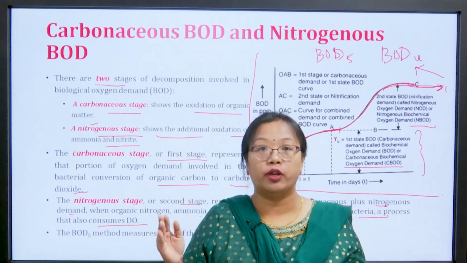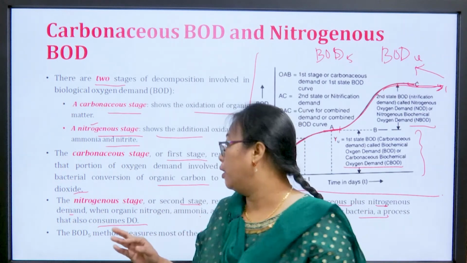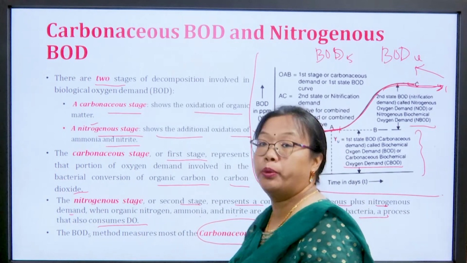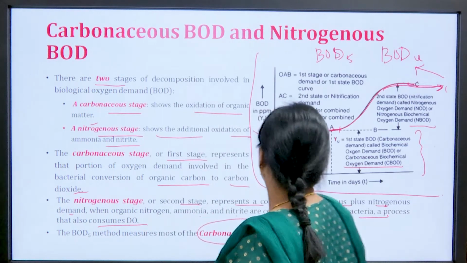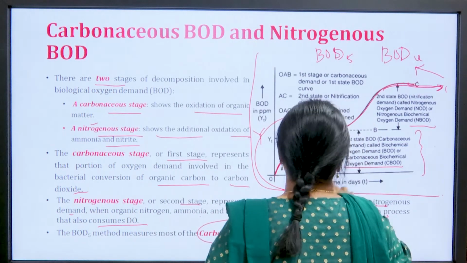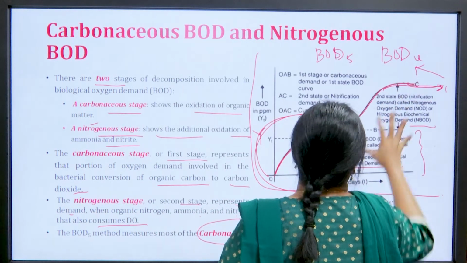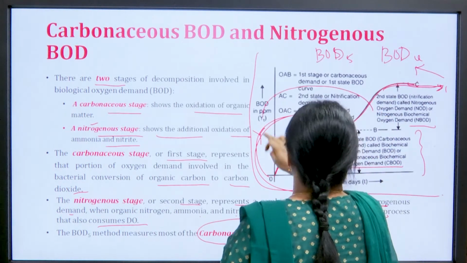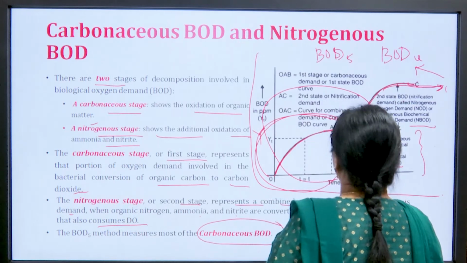So, till 5 days you can be 100% sure that whatever you are getting is the carbonaceous BOD and there is no contribution of the nitrogenous part. Till 5 days you are concerned with this part of the graph, not this part. But as you increase the time, you may also get this part that you do not want, right? So, that is the reason why.